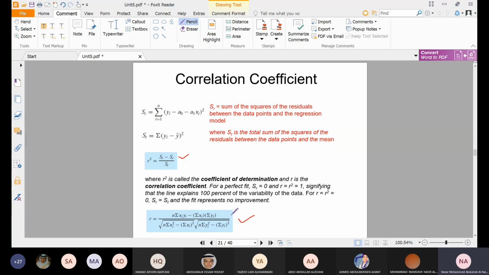So for a perfect fit, we can see that R square is equal to 1, and S sub R equals 0. That means the error between the measurement and the model that we develop is equal to 0. So in this case we get a perfect fit.